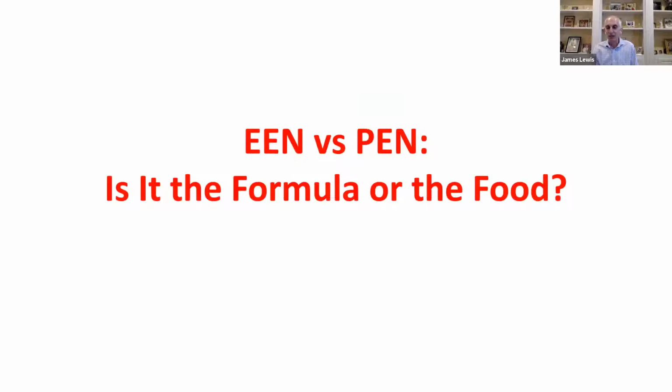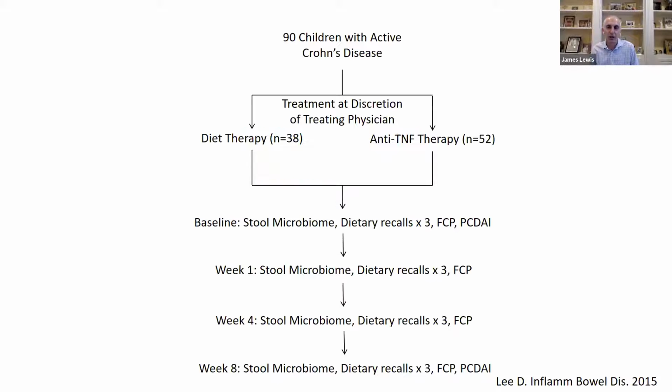The first of this is obviously, is it the formula or is it the food? And one way to get a hint at this is to look at some of the studies of exclusive enteral nutrition versus partial enteral nutrition, because in both of these groups, they're getting lots of formula, but in one, they're getting more food. This is some work that Lindsey and I worked on together in the past, along with Dale Lee and many other people.